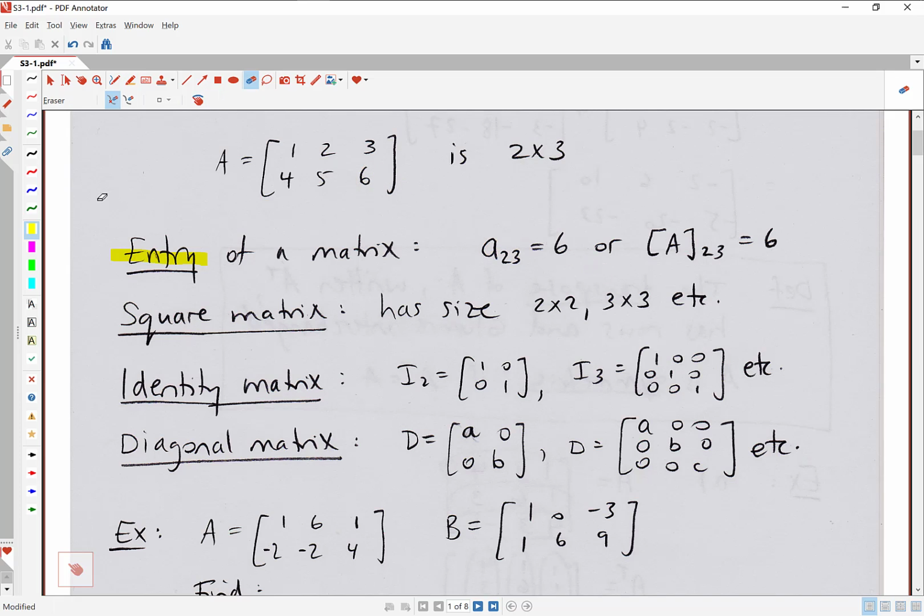Another way of doing it is just to use square brackets and then to write the name of your matrix in the square brackets, and then again in the subscript, just reference the row and column. Row 2, column 3 would be 6.